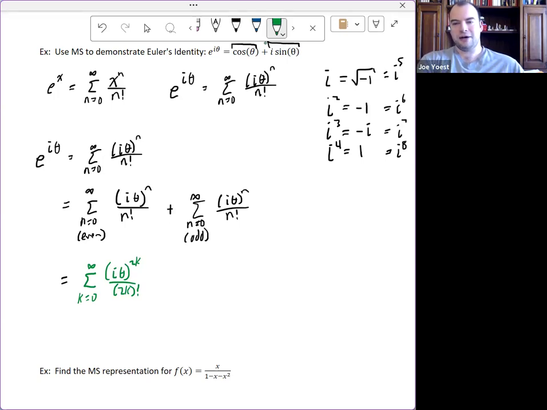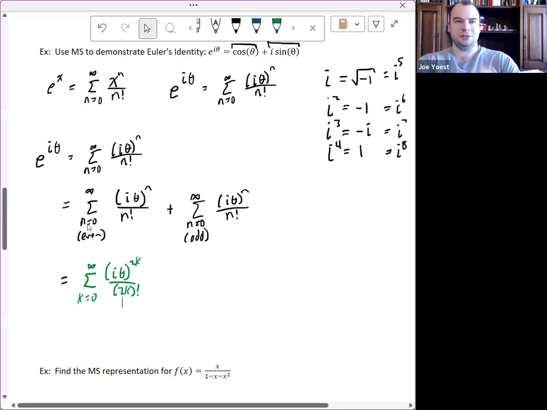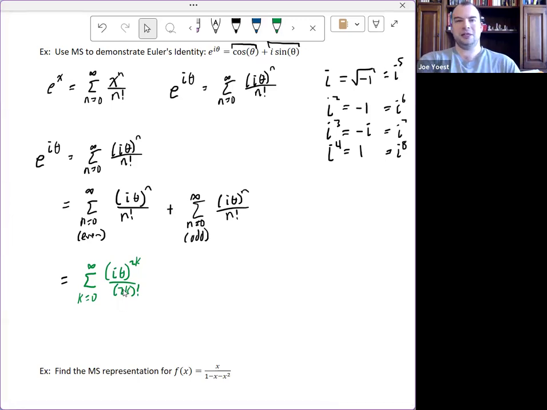So what did I have initially? I had i theta to the 0 over 0 factorial, and then i theta squared over 2 factorial, i theta to the 4th over 4 factorial. That was when n equals 0 to 4. But now whenever k equals 0, 1, 2, I have i theta to the 0 over 0 factorial. When k is 1, I have i theta to the 2 over 2 factorial. When k is 2, I have i theta to the 4 over 4 factorial. So I just re-index things so that I don't have to have this little parenthetical sitting there at the bottom.